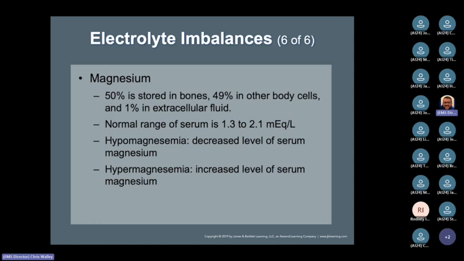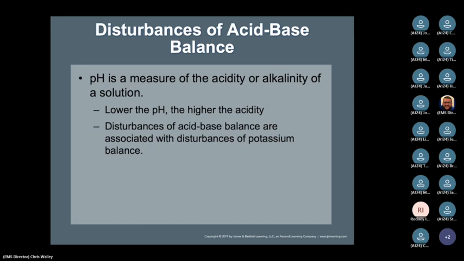Hypermagnesemia is an increased level of the serum magnesium. It almost always occurs as a result of some kidney issues. If you have your book, there's a little thing on 8.2 that does also give you some summarization of the electrolytes of the body. All right, so pH.